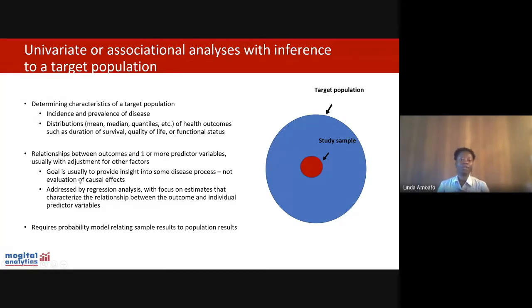So here the goal is usually to provide insight into some disease process. Again, like I said, still using diseases, and not some evaluation of causal effects, which we will look at later. We can address this by some regression analysis with focus on estimates that characterize the relationship between the outcome and the individual predictor variables. To build that regression analysis, we need some probability model relating the sample results to the population results.